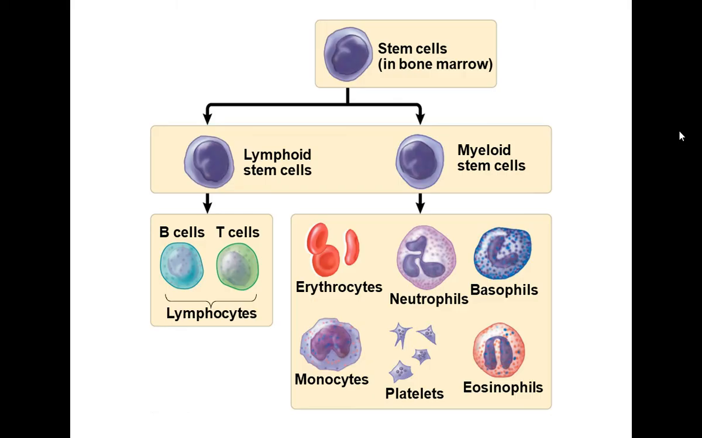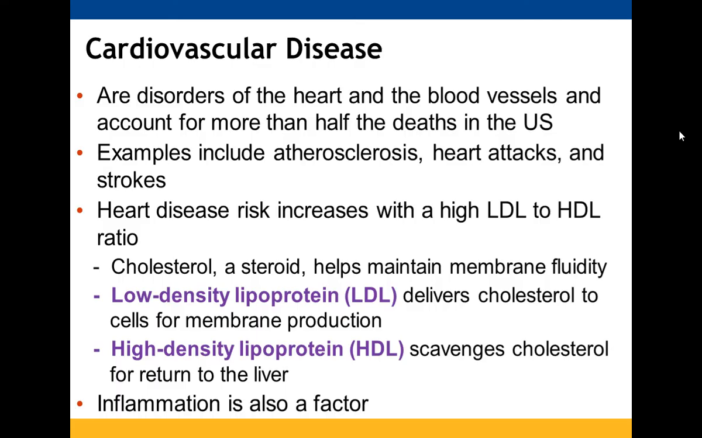So stem cells, you've got your lymphoid stem cells, your myeloid stem cells, and that's how we get our lymphocytes from the lymphoid stem cells, and we get the red blood cells, the erythrocytes, and the other leukocytes, and the platelets from the myeloid stem cells. So this will be the last part of this video.